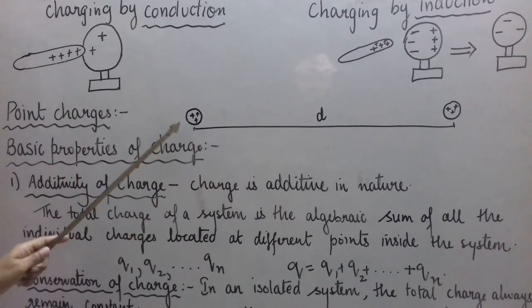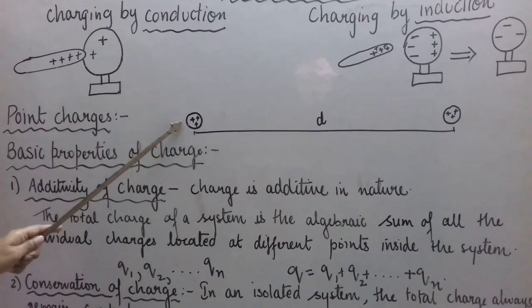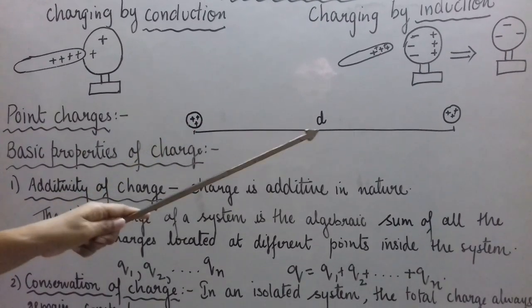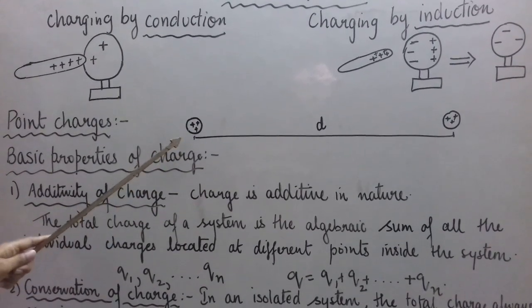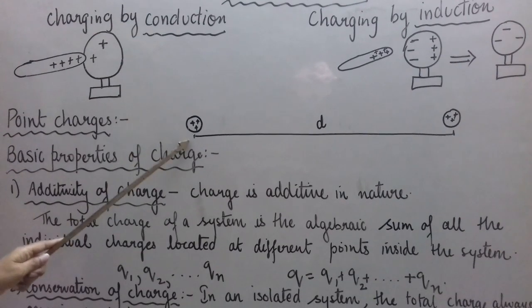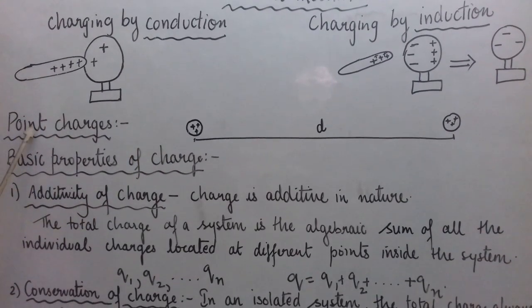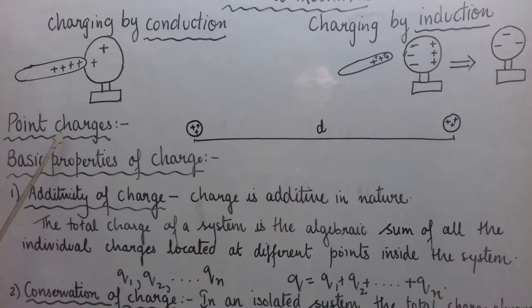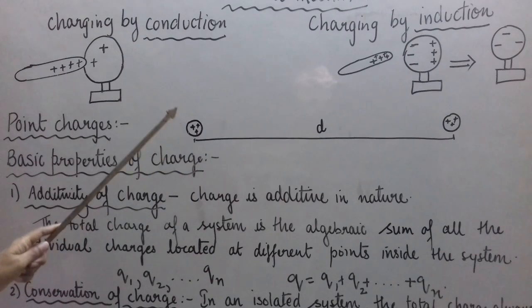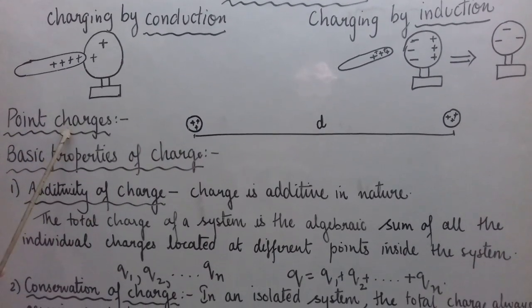Suppose the charged bodies in our discussion are such that the size of the bodies is much smaller compared to the distance between them. In that case, we can consider those charged bodies as point charges. It means point charges are the charged bodies which are having size much smaller than the distances between them. I hope it is clear to you now what are point charges.